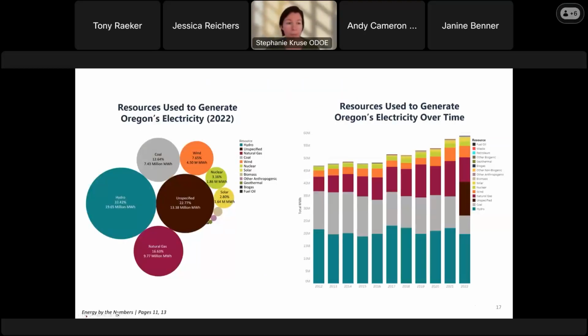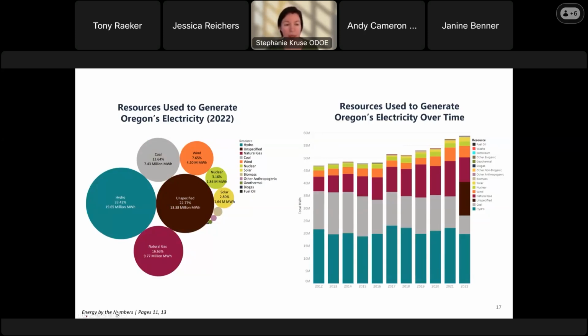The electricity that Oregonians use comes from a diverse set of generation resources, including hydropower, natural gas, nuclear, and renewables like wind and solar. The bubble chart on the left shows Oregon's electricity resource mix in 2022. Hydropower, the largest bubble in light blue, continues to provide the largest portion of Oregon's electricity, followed by coal and natural gas. I'll come back to that brown unspecified bubble in just a moment.